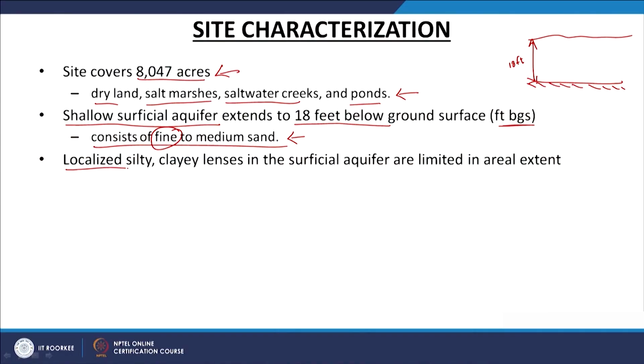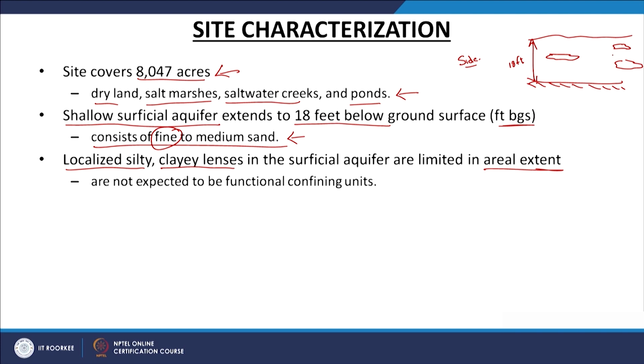So, let us look at the other aspects. There are some localized silty and clayey layers, right, but they are limited in their area or coverage. So, maybe out here, this is the side view obviously. So, you have some minor clay layers and so on out here, within this 18 feet, but they are limited in area, right, and thus they are not expected to be functional confining units. They will not act as confining either the aquifer or the NAPL, right.